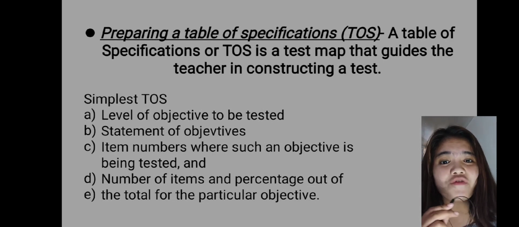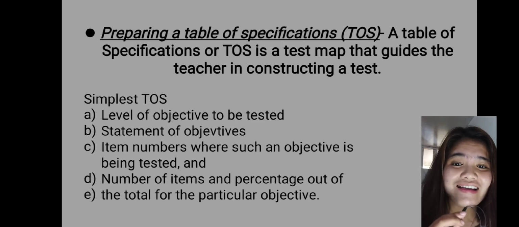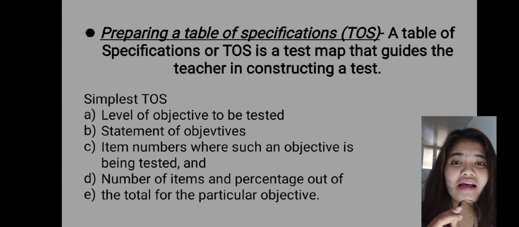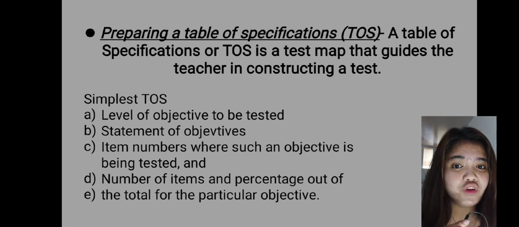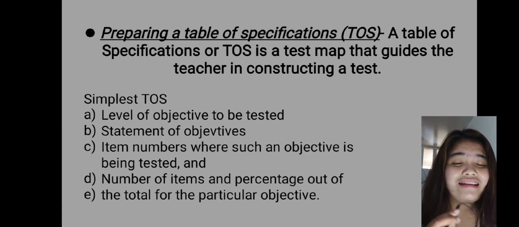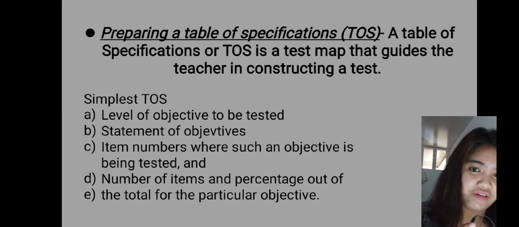Third, preparing a table of specifications or TOS. A table of specifications is a test map that guides the teacher in constructing a test. The TOS ensures that there is balance between items that test lower level thinking skills and those which test higher order thinking skills, or alternatively, a balance between easy and difficult items in the test. The simplest TOS consists of four columns: level of objective to be tested, statement of objective, item numbers where such an objective is being tested, and number of items and percentage out of the total for that particular objective. A prototype table is shown in the next slide.